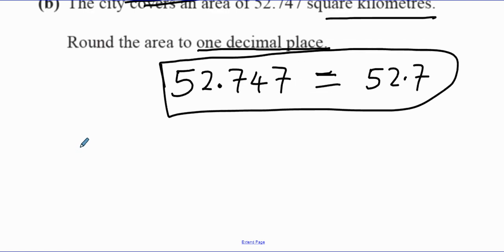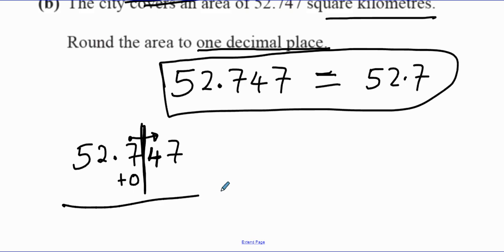Okay. Now, suppose you don't have a calculator, and this question has come on your paper. Without using a calculator, you write 52.787, and then you check where is the first decimal place. The first decimal place, you keep a border. 7 is your first decimal place. So check on your right. There is 8. Then you add 1 here.